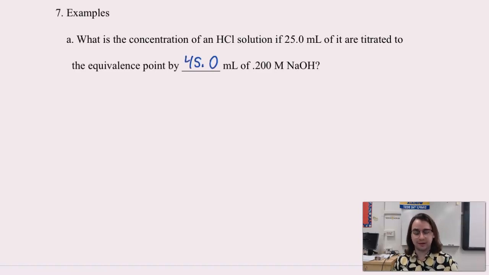So let's break down what we have. We know that this is our acid. We know that this is our base. And this is our standardized base, meaning that we know the concentration of this solution. We don't know the concentration of the other one. So they're both solutions. So that means I'm going to use my MAVA equals MBVB.